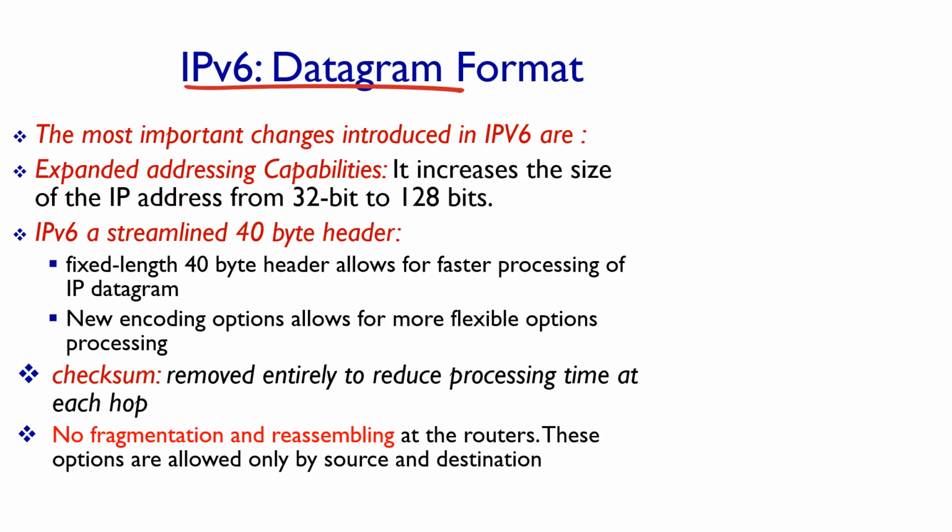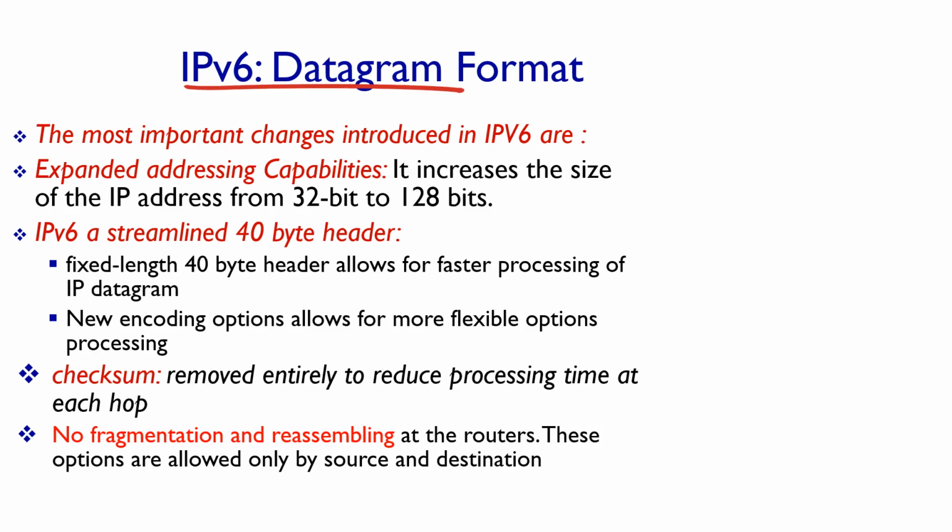Then another difference is that IPv6 is streamlined to a 40-byte header, whereas in IPv4 there was no fixed length header. The header length was varying, but here it is fixed length. So the router can process the IP datagrams quicker than in the previous case.